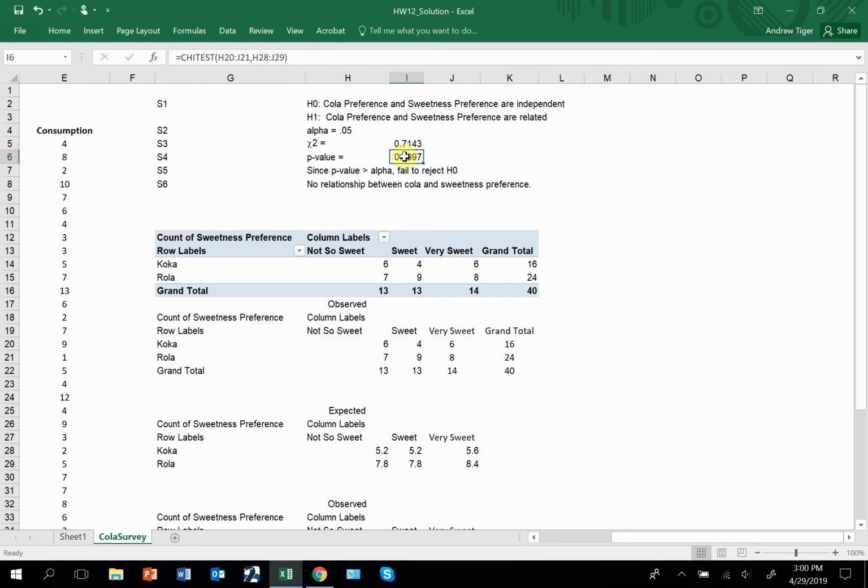Now make a decision based on the p-value. Since it's much bigger than alpha, I fail to reject the null hypothesis. I don't have evidence to say otherwise. So I'm going to say that there is no relationship between cola and sweetness preference. They are independent.